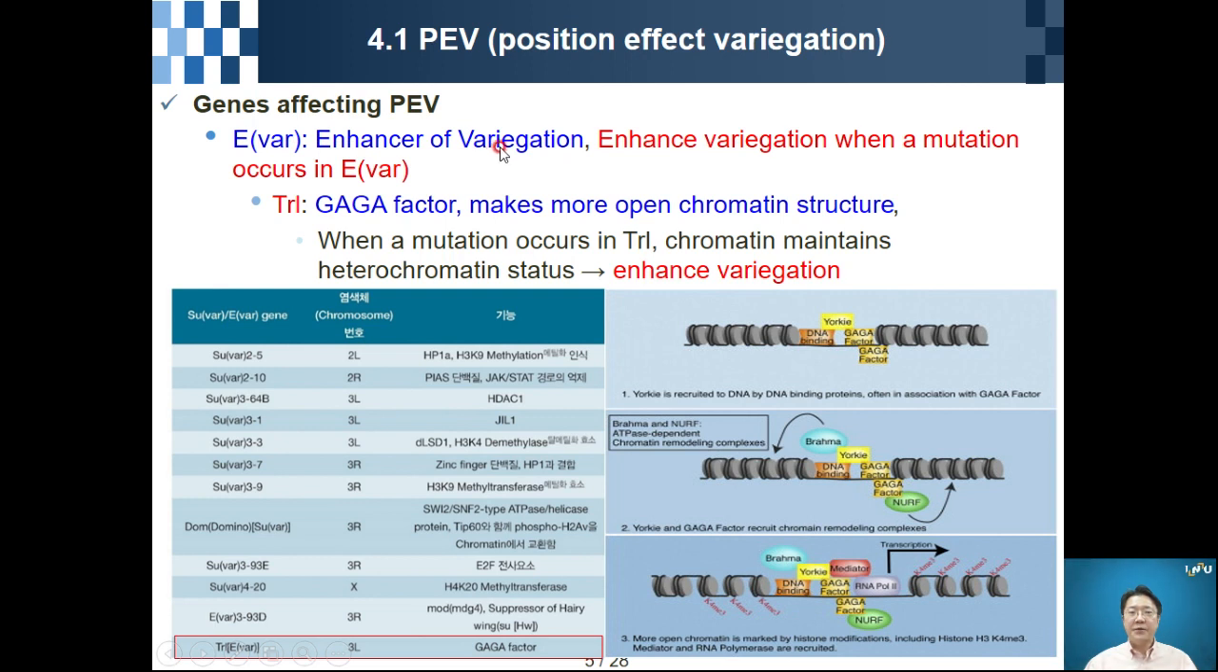The very famous example is TRL, which is a GAGA factor. The main function of GAGA factor is to make more open chromatin structure. But when a mutation occurs in the GAGA factor or TRL, the chromatin maintains heterochromatin status. It means that heterochromatin status is enhanced variegation.